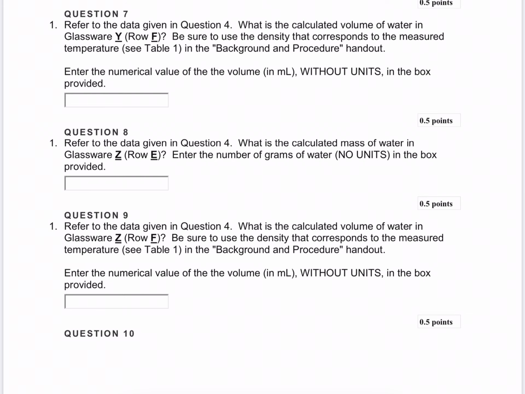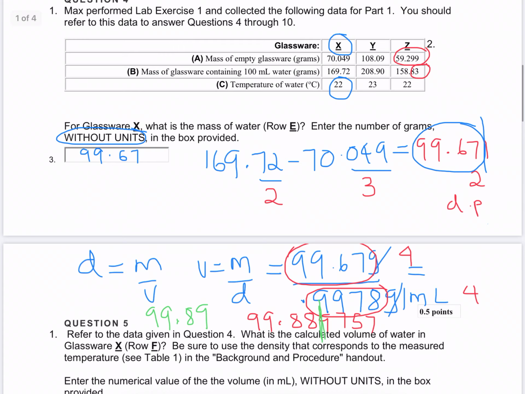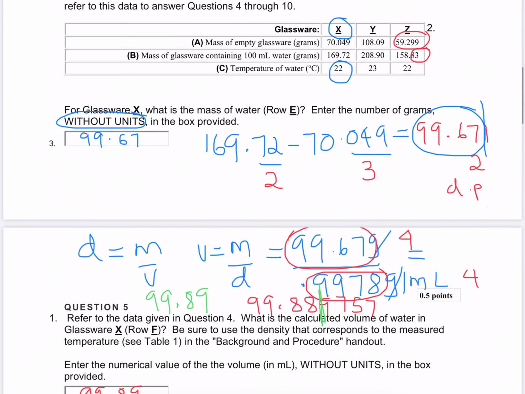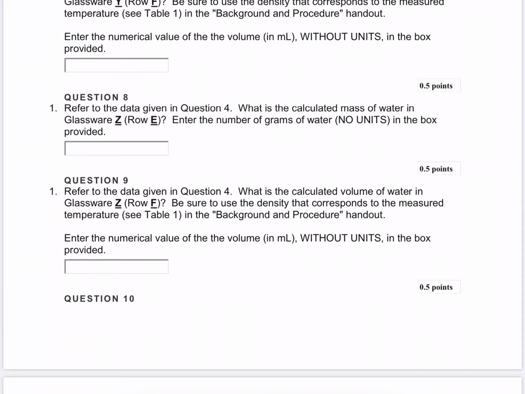glassware. Again, you're going to look at the temperature. The temperature is going to be 22 degrees Celsius. Refer to the density, which is going to be 0.9978. You divide the mass by it. That will give you the volume of the glassware Z. So after you do all these calculations, you will have 3 different volumes for the 3 different glassware.